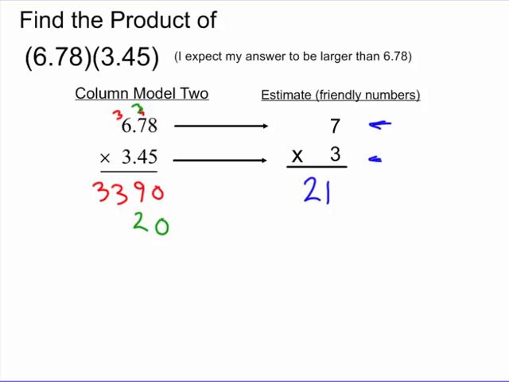4 times 7 is 28, plus 3 more, so it's 31. Carry the 3. And 3 times 8 is 18, plus 3 more is 21. So you can see how these start to get complicated.